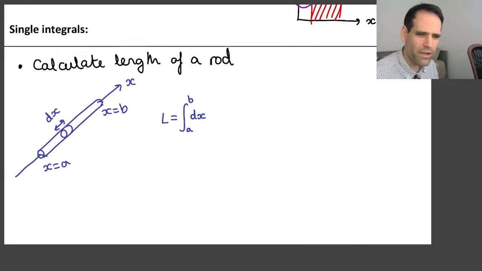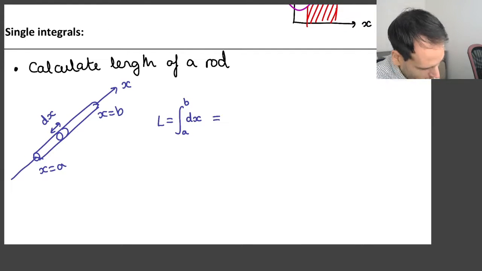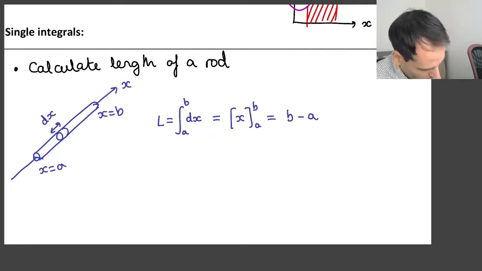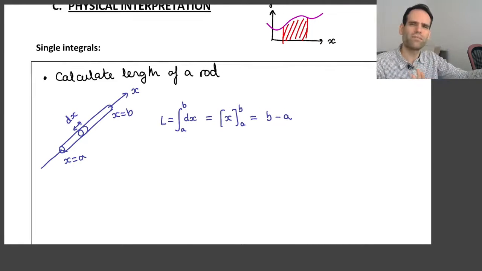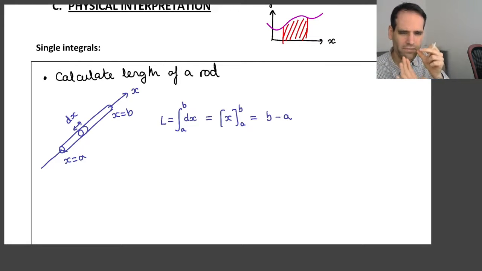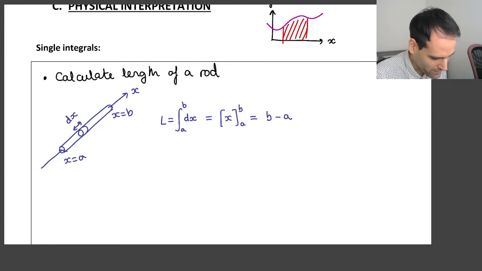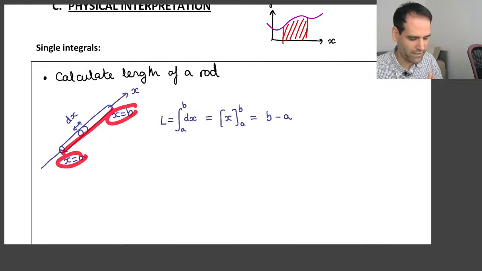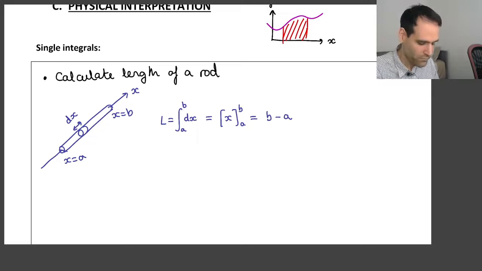And indeed, if you evaluate this integral, what do you get? The integral of dx is simply equal to x evaluated between a and b, which is equal to b minus a, which is indeed the length of this rod, okay? So notice how the single integral is adding differentials along a single variable. This example was clearly very silly, because to calculate the length of a rod, you just do b minus a, and that's the length. You don't have to do an integral. But it helps you understand what an integral is.